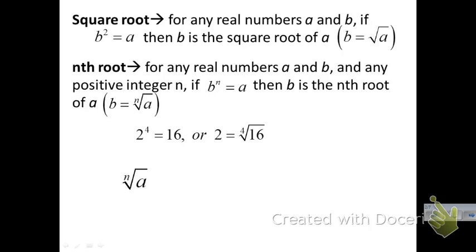I just have this expression so you can learn some vocabulary or some math language. That a is known as the radicand. This little symbol, you guys have known it as a square root, it's called a radical. We call it a square root when this value is a 2. When it's not a 2, then we call it a radical. That n is known as the index.